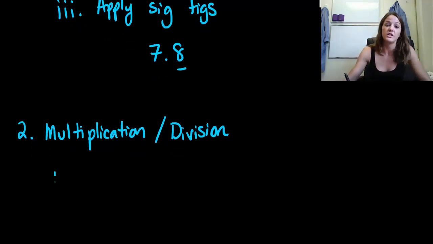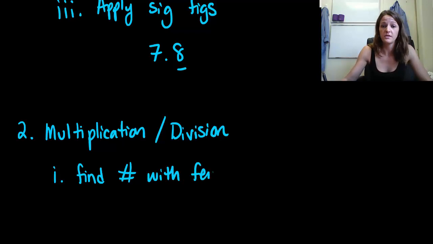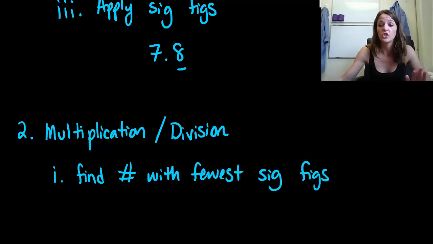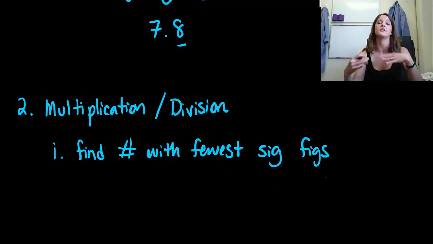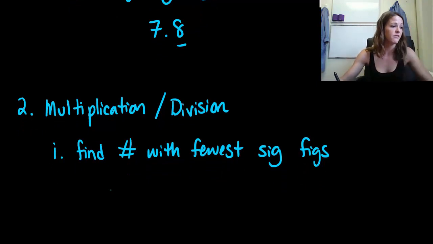All right, so multiplication, division. Same thing as before. You find the number with the fewest sig figs. Now this is sig figs total. We don't care about the decimal. We don't care about anything else. We're saying look at the entire number and determine which number has the fewest number of sig figs. All right, so let me give you a problem.